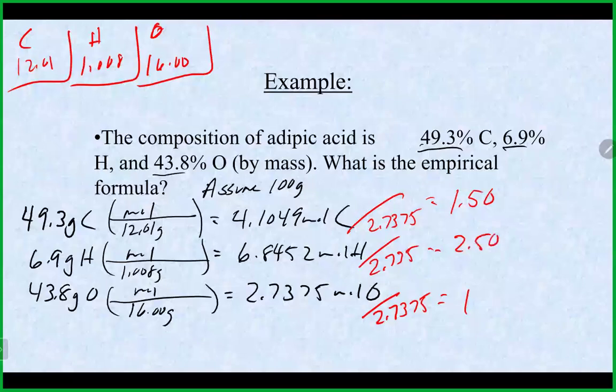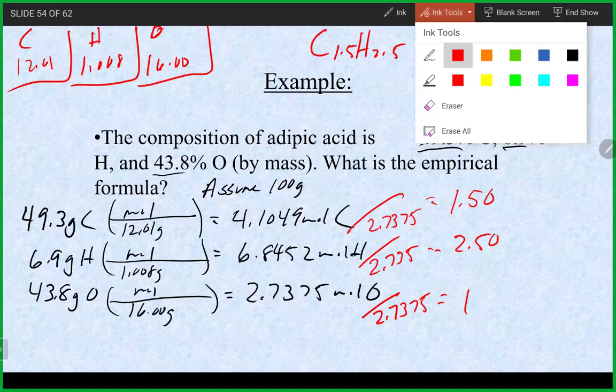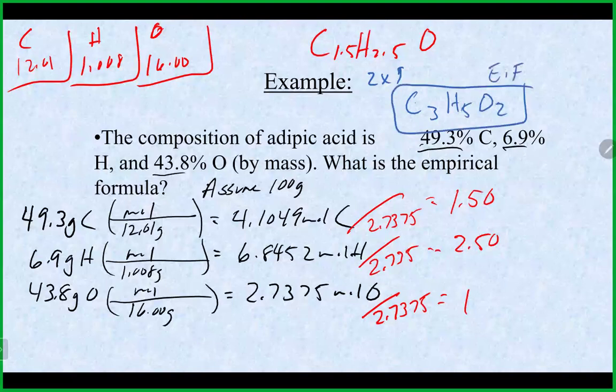So in this case, by dividing out, we would get an empirical formula of C1.5, H2.5, and O. Obviously, as we talked about, these are not whole numbers. These are too far to round. You could probably see that one number will correct both of them. We could multiply everybody here by 2, and if we take 2 times this, that would give us C3H5O2. And that would be our empirical formula.